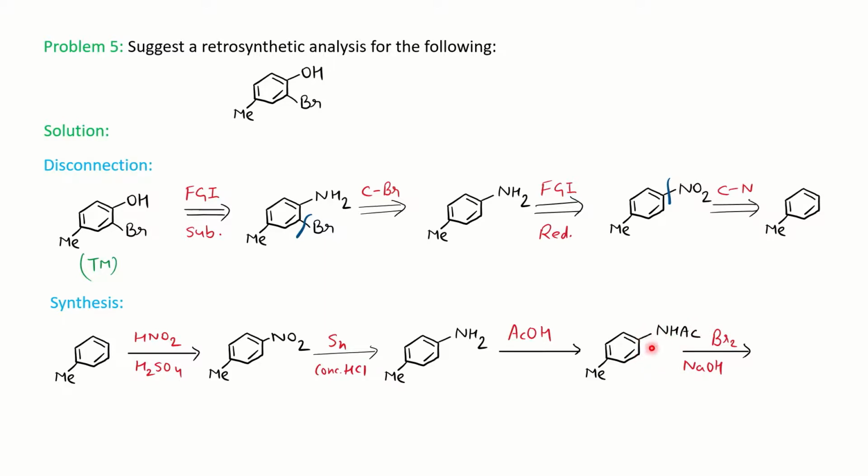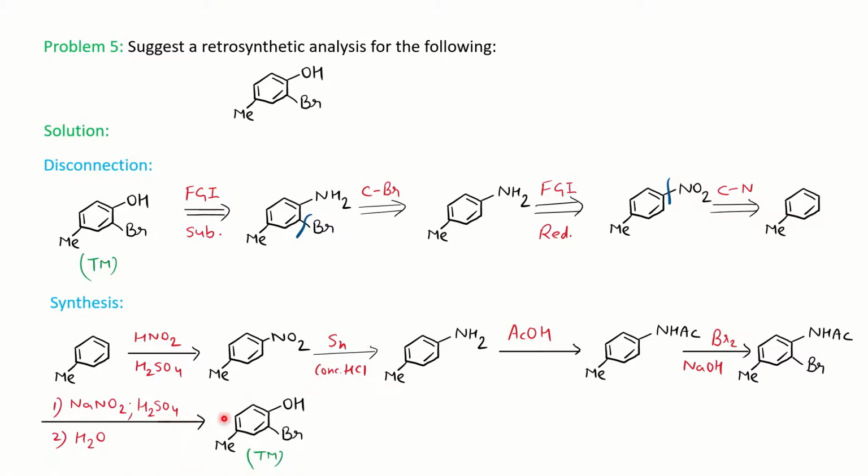So with respect to NHAc, the ortho position is this one, para is already occupied, so the bromination will take place at the ortho position of this, which you have already studied, how to do the substitution. And then later you can notice the target molecule has OH, so you'll be converting this by using NaNO2 and H2SO4, and hydrolysis of this compound will give you your target molecule. So this is how you can use the disconnection approach to get the starting material, and then go in the reverse direction to get your target molecule.